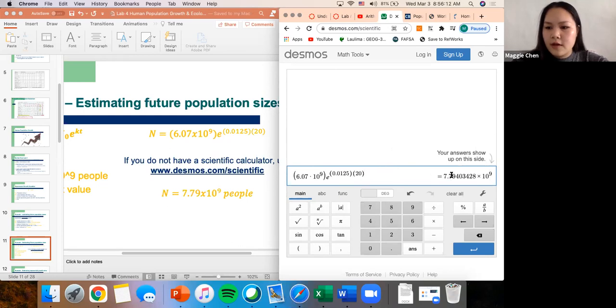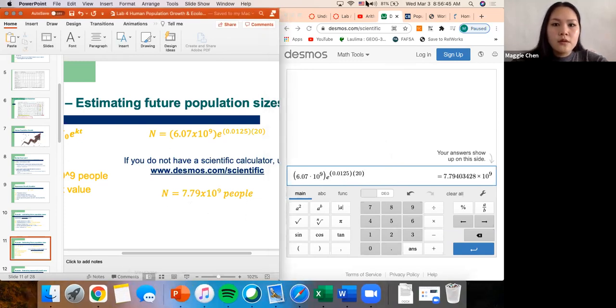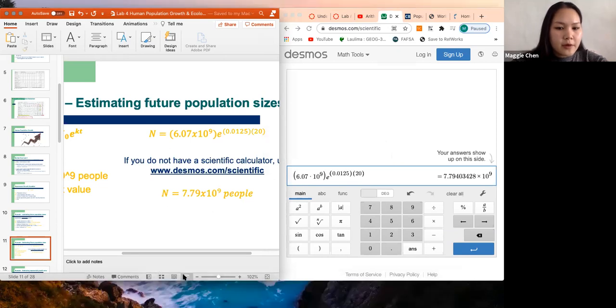And we're given our answer here. So now we know that it's estimated in the year 2030, there's probably going to be 7.79 times 10 to the 9 people. That is how we could use Desmos, the online calculator, and the same process of putting in your equations and using parentheses would be the same for either the graphing or scientific calculators if you have them handy near you. But if not, this is how you can use the online one. So back to the PowerPoint.